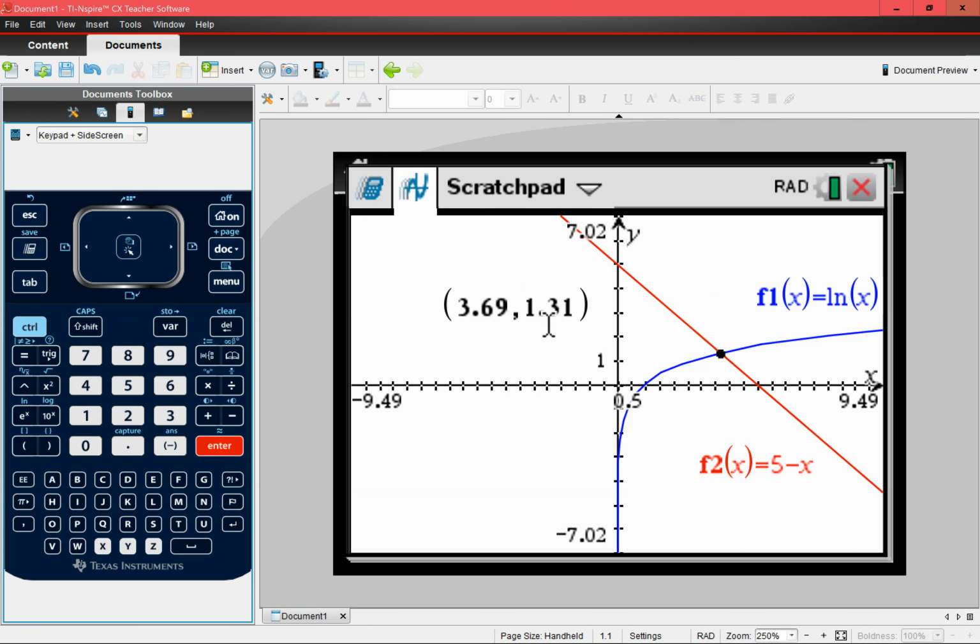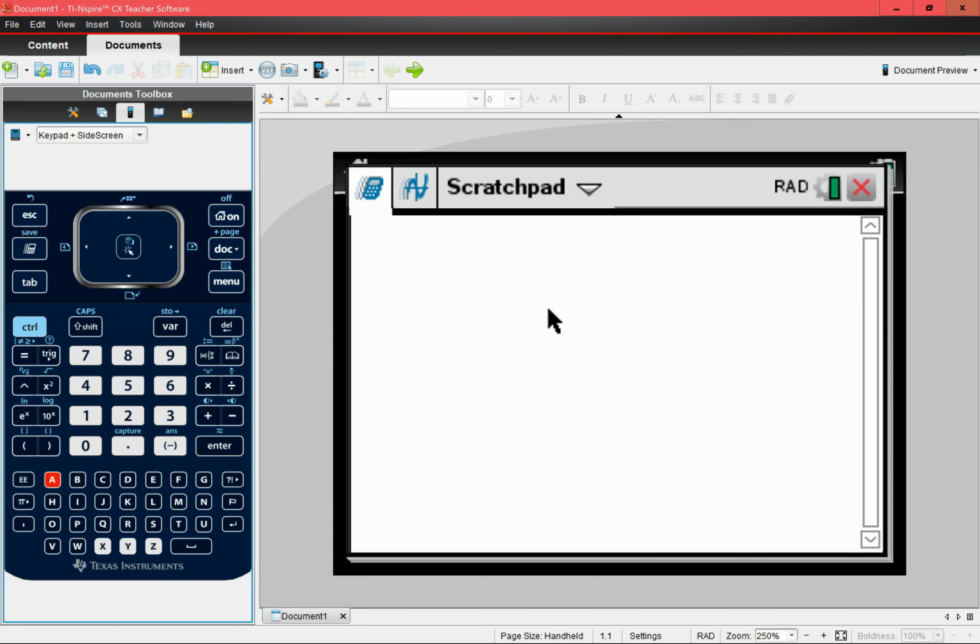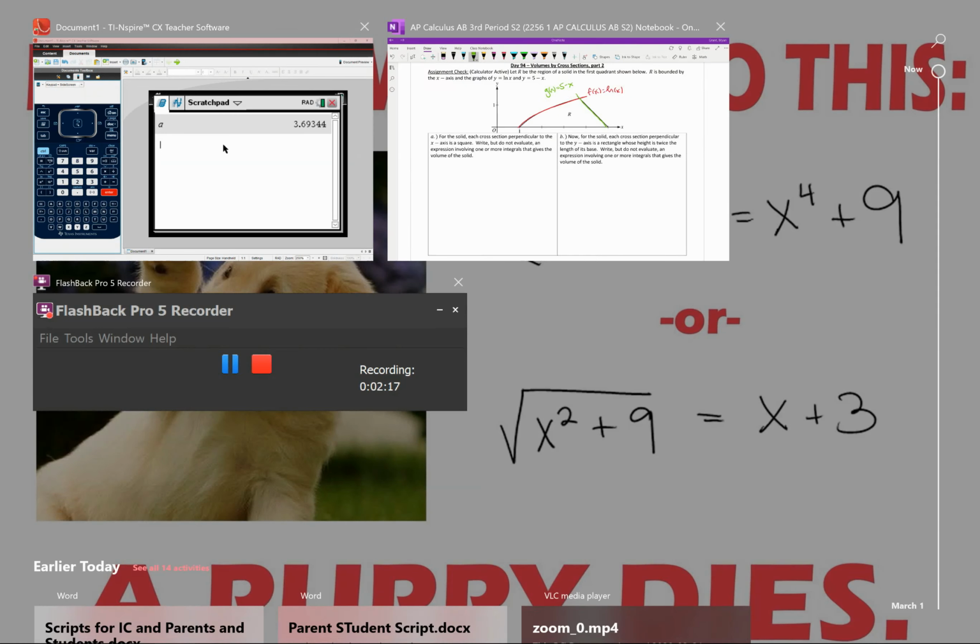A and B, very creative like all mathematicians. Just to double check, if I type in A over here, 3.69. Phew. Okay, I'm on the right track so far. Already better than last time. So let's get to it.